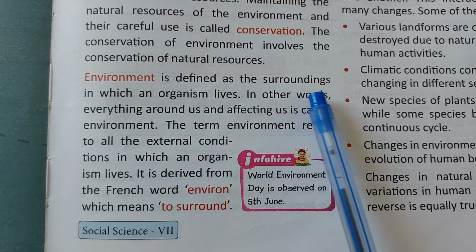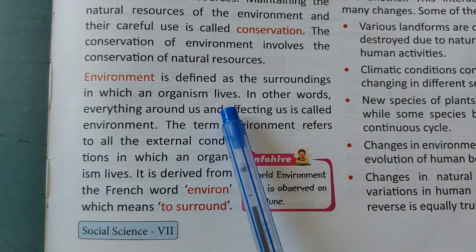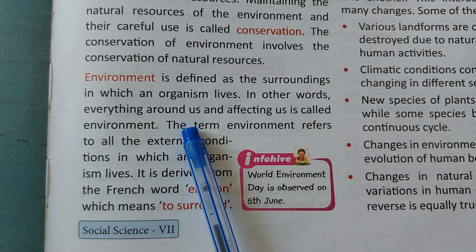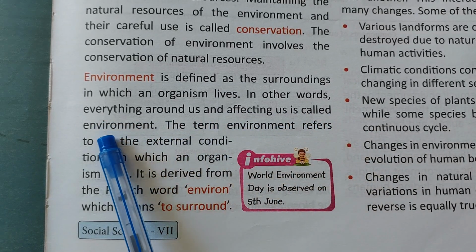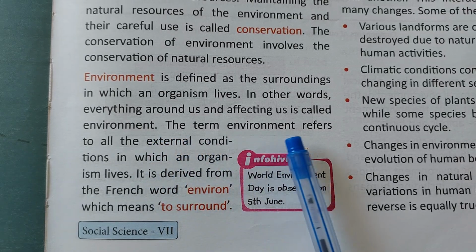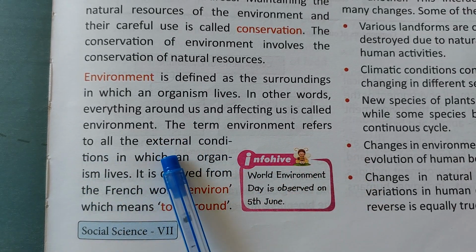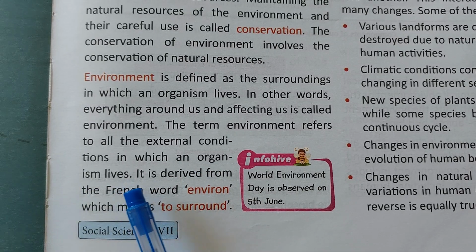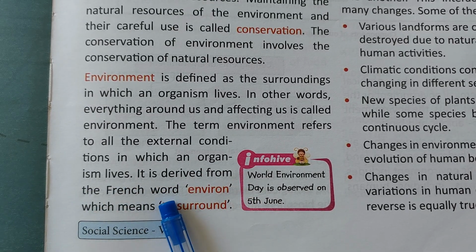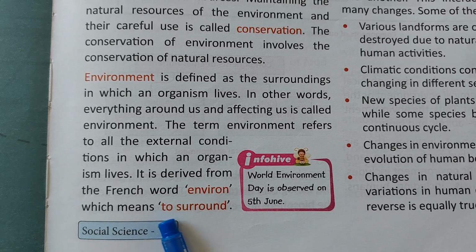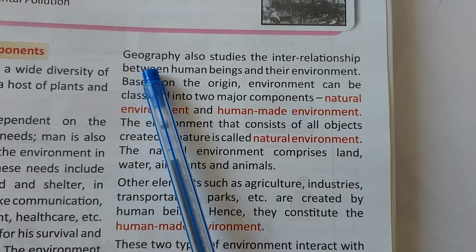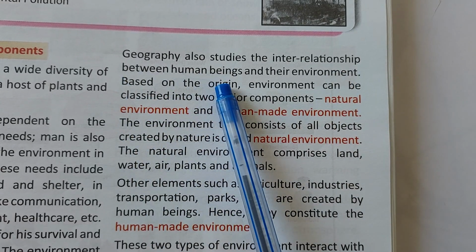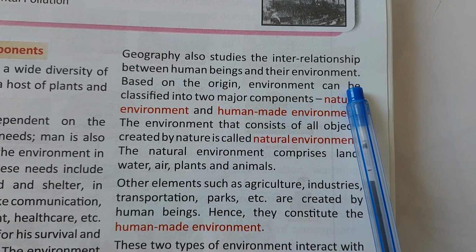Environment is defined as the surroundings in which an organism lives. In other words, everything around us and affecting us is called environment. The term environment refers to all the external conditions in which an organism lives. It is derived from the French word environ, which means to surround. Geography also studies the interrelationship between human beings and their environment.